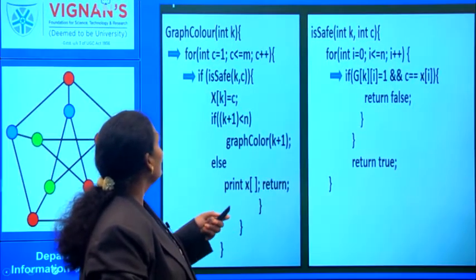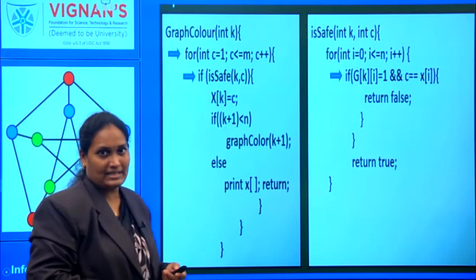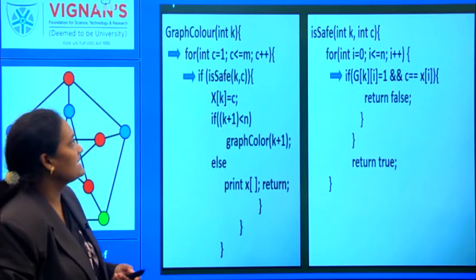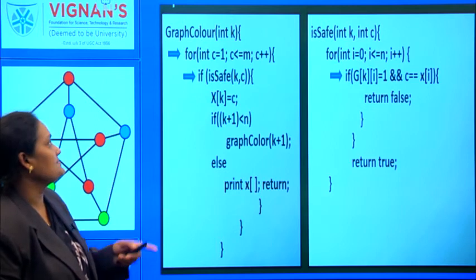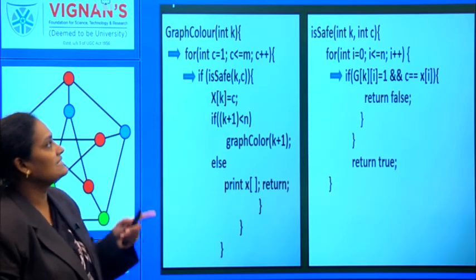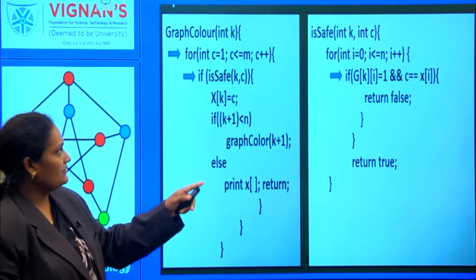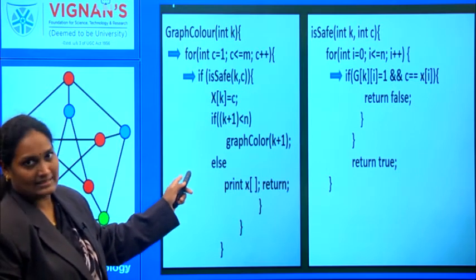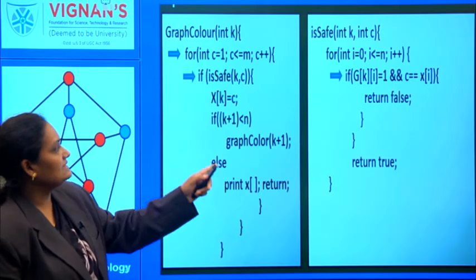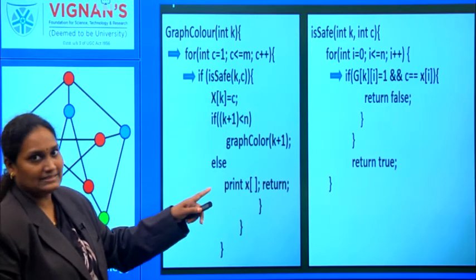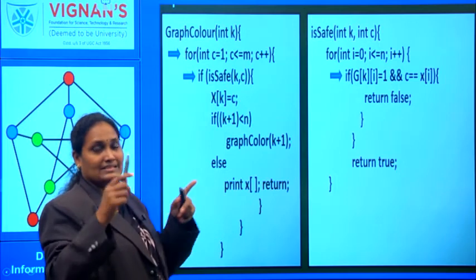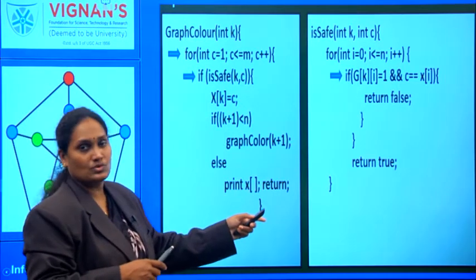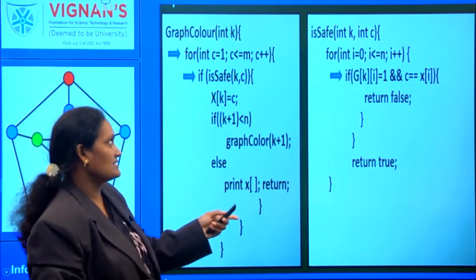Now coming to the algorithm of graph coloring, for our convenience we are dividing the algorithm into two algorithms. One is graph color and the other is safe. Is safe is called in this algorithm. This returns either true or false. That is, if I can color the two vertices with the selected color, it returns true. Otherwise, it returns false. Let us see.